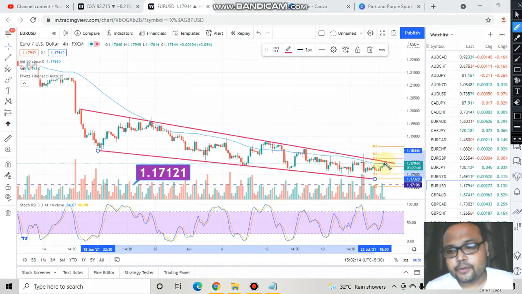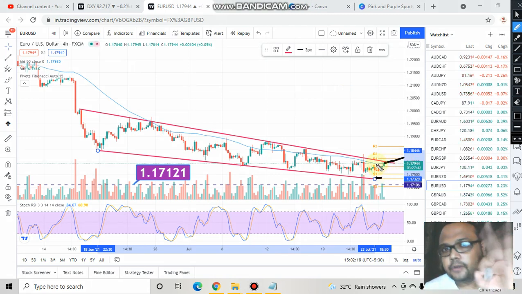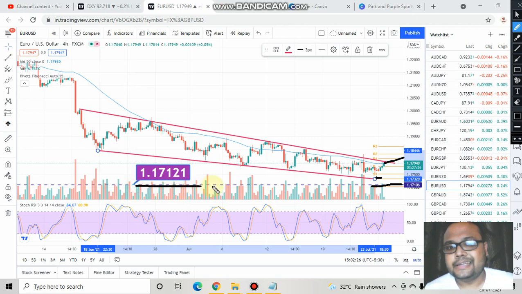if you're confused, or if you're looking for quick profit, you can short the market here and buy here. And if you're looking for a good profit or good movement in the market, then hopefully the market will take support and bounce. I'll just request you to mark this level on your chart and wait for the market to come down to this level, 1.1712.